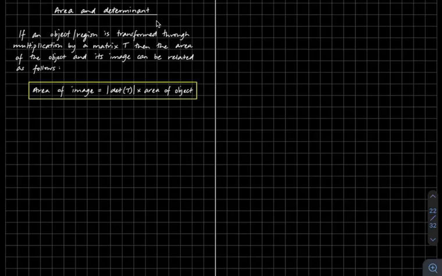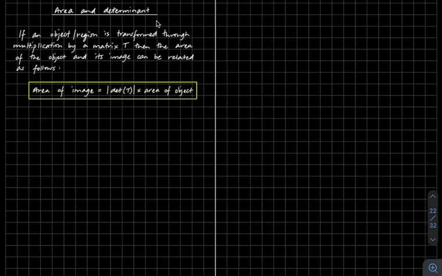And here's the result: the area of the image is equal to the absolute value of the determinant of T times the area of the object. So in other words, we find the determinant of the transformation matrix, making sure it's positive, so we might need to take its absolute value. Basically the magnitude of that determinant tells us the scale factor, how much the area of the original object has been scaled up or down to find the area of the image.